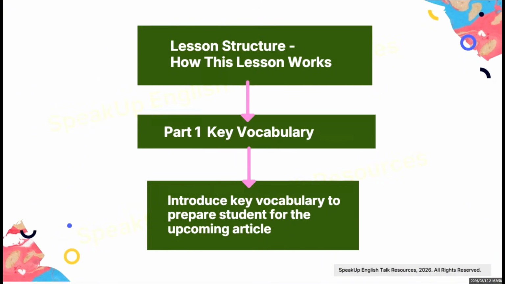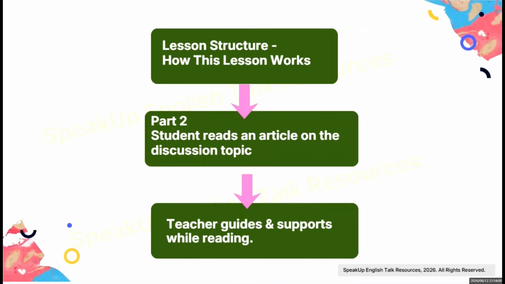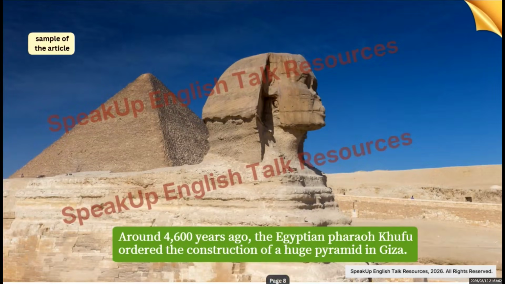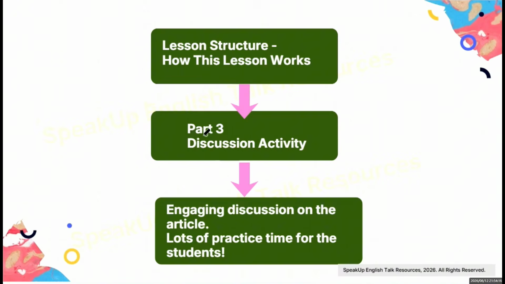reading of a short article. So the article is broken down to a few pages, and each page has at most 3 to 4 sentences. So that way it's easier on the eye, especially for online teaching. And then after part two comes the last part, part three, which is the discussion activity.